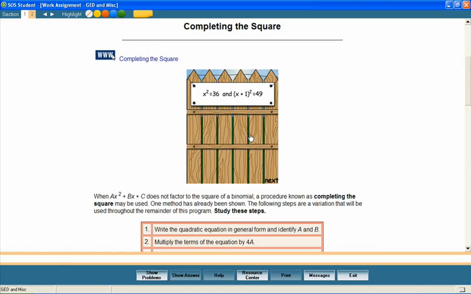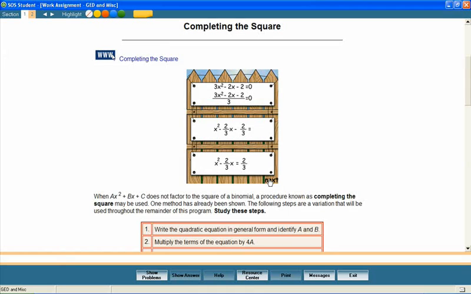In these examples, the squares are already in place. They are complete. We can solve this equation by completing the square. 3x squared minus 2x minus 2 equals 0. To begin, we divide the equation by the a term, which in this case is 3. The result is x squared minus 2/3 x minus 2/3. Now we move the constant, in this case 2/3, to the right side of the equal sign.